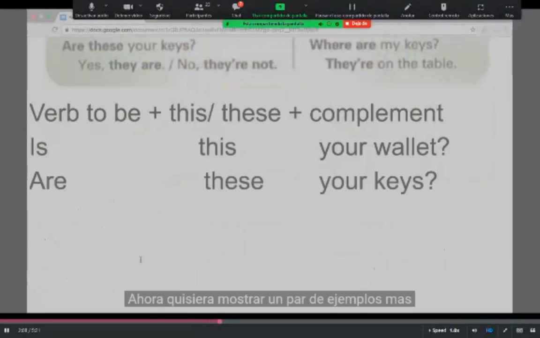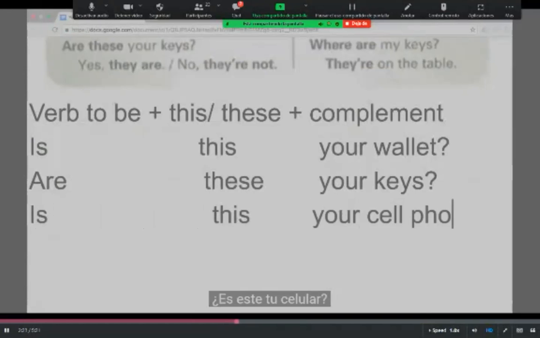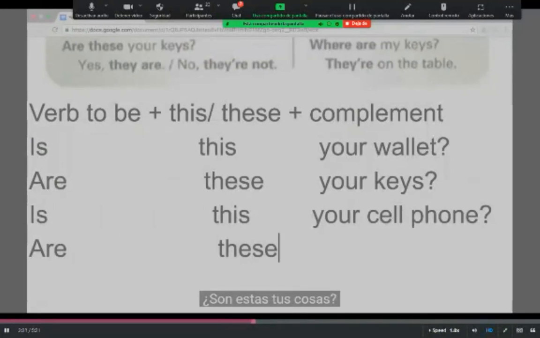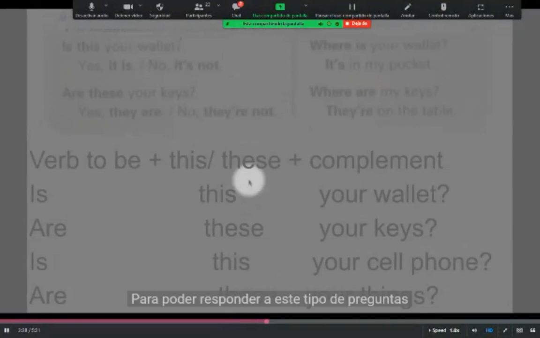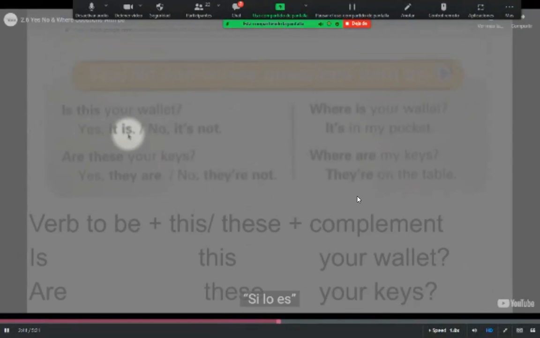Let me give a couple of more examples. Is this your cell phone? Question mark at the end. Are these your things? In order to answer this type of questions, you're typically going to answer with yes, it is, no, it's not. If it's plural, for example, yes. Okay, guys, creo que vamos a seguir con esta parte el día de mañana.